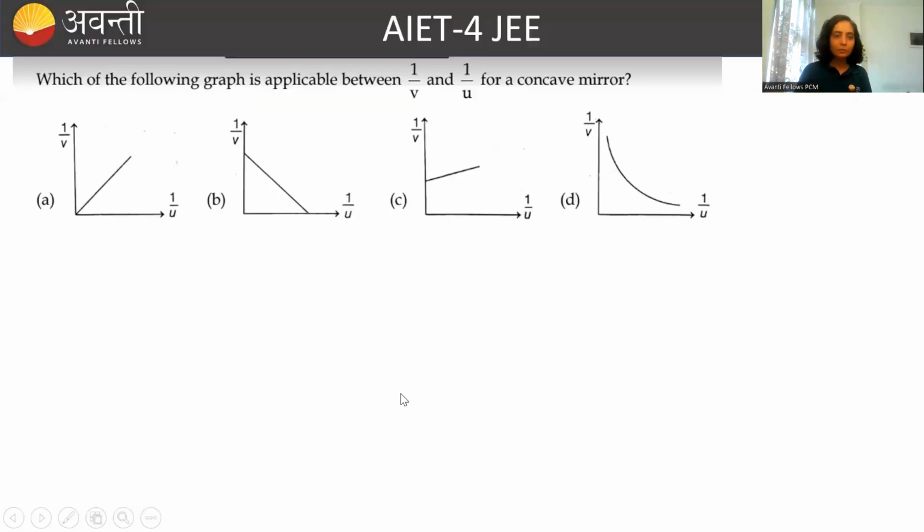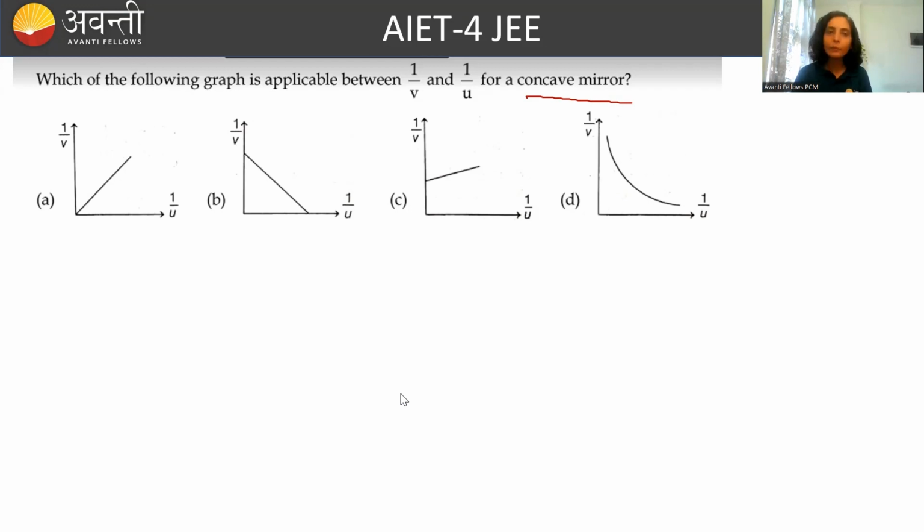So the very first question is on your screen, and this is the very first question of your test paper. We are asked which graph is the graph between 1 by V and 1 by U for a concave mirror. Even in class 10th, you must have studied the relation between V and U for a mirror, where V is the image distance and U is the object distance.